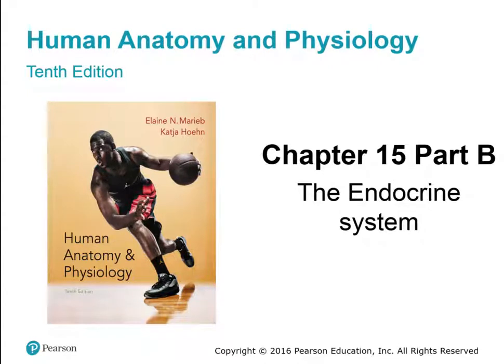This is Chapter 15, Part B on the endocrine system. So last section in Part A, we looked at the anterior and posterior pituitary glands and their hormones. This section will look at the remainder of the endocrine system organs and their respective hormones.